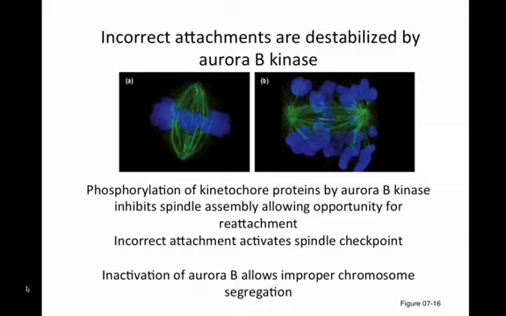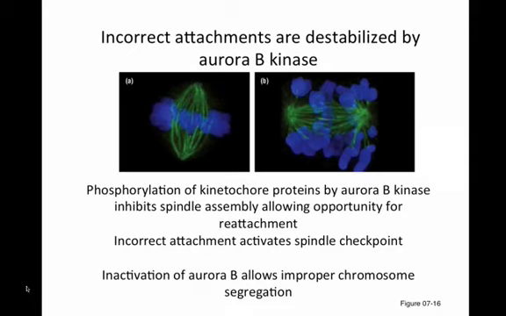Yeah, good question. Yes? So does the spindle checkpoint occur after Aurora B works and they still aren't attached? Yeah, so Aurora B will allow for reattachment, and at some point the cell says, okay, this isn't working, let's activate the spindle checkpoint. So Aurora B isn't what activates the spindle checkpoint, it's if it's not working for the cell. Right, so think of it as two steps. One is allow for a redo, and the other is, okay, let's stop everything.